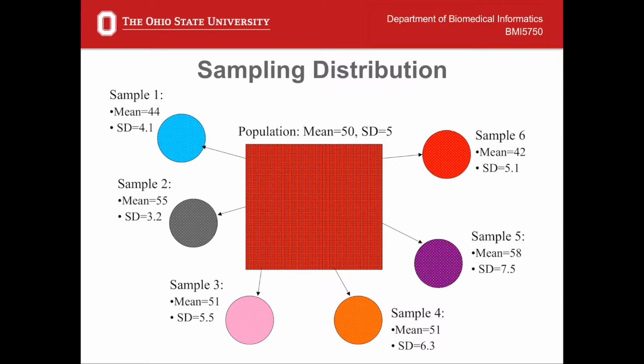However, we do not usually extract the same people from the population. So these 1,000 people in the 6 different samples are not exactly the same. For sample 1, the mean age is 44, and the standard deviation of age is 4.1. For sample 2, the mean age is 55, and the standard deviation of age is 3.2. So you can see these values are different. That means there is variation in the mean and the standard deviation of the samples that we pull out from the population.